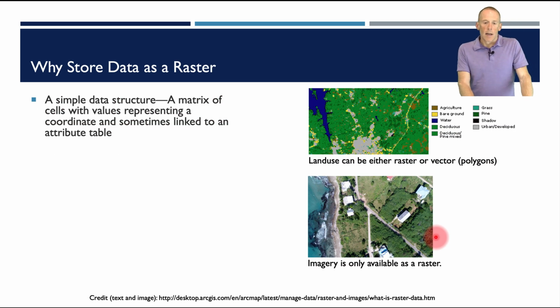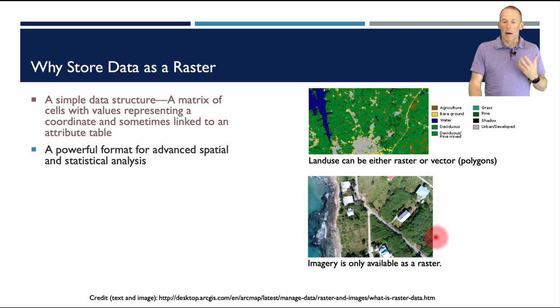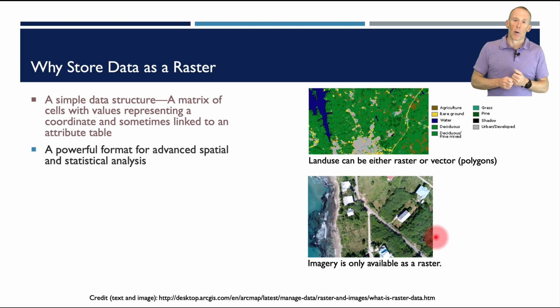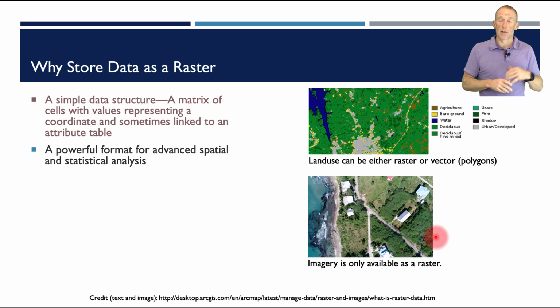All right, so why store data as a raster? It's a simple data structure. It's a matrix of cells. It's sort of easy to visualize in your head, and each cell has a value. It's kind of that simple, and that value is linked to an attribute table. It's a powerful format for advanced spatial and statistical analysis. We can use ArcMap to both symbolize those values and display them across the area, but we can also do raster algebra, or we can combine the information from different rasters and create new rasters derived from those original ones after we've manipulated them numerically within GIS.